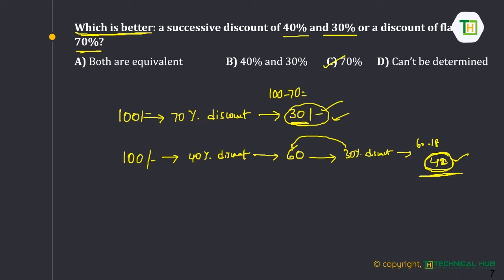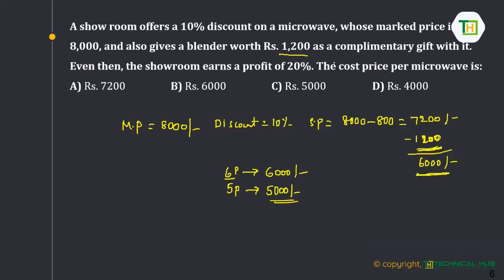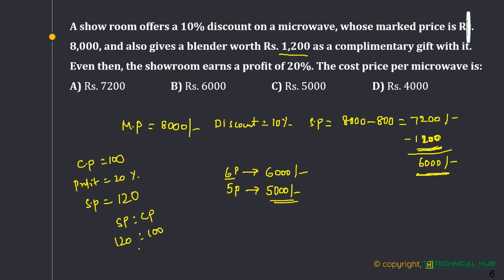And coming to the previous question, someone asked why I got 6 by 5 here. See, for example, CP is equal to 100 and the profit is 20%. So I'm selling it for 20% profit. What is the selling price now? The selling price will be 120 here. So what is the ratio of selling price to cost price? 120 is the selling price and the cost price is 100. The ratio is 6:5.